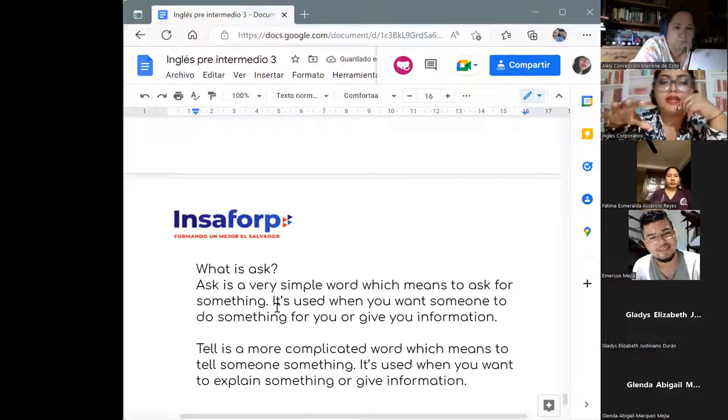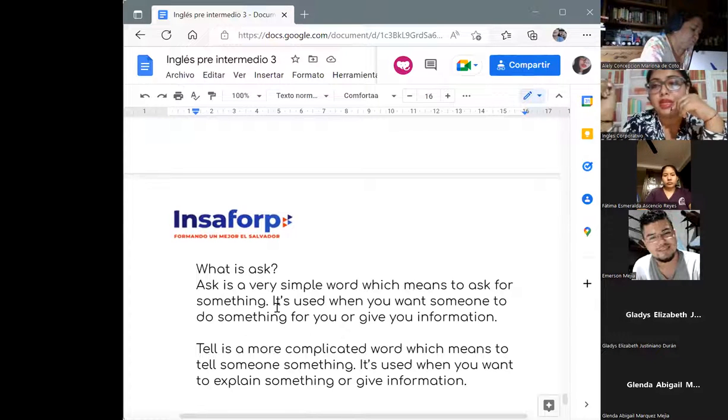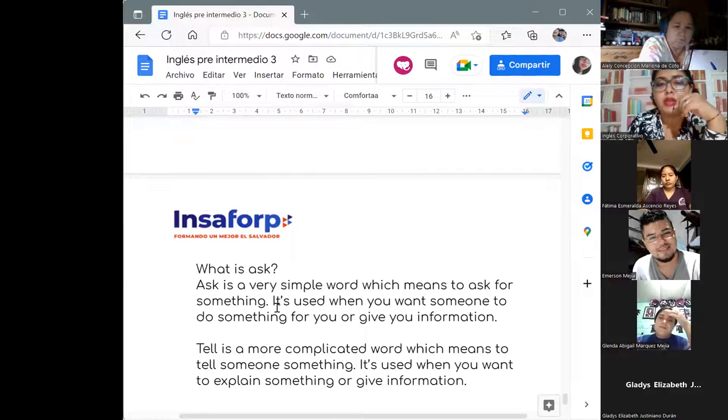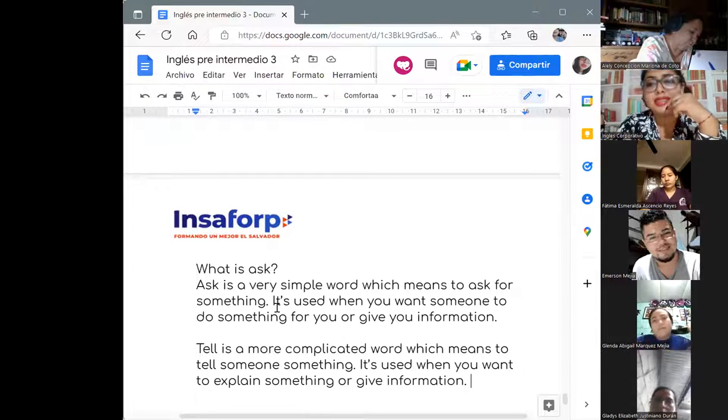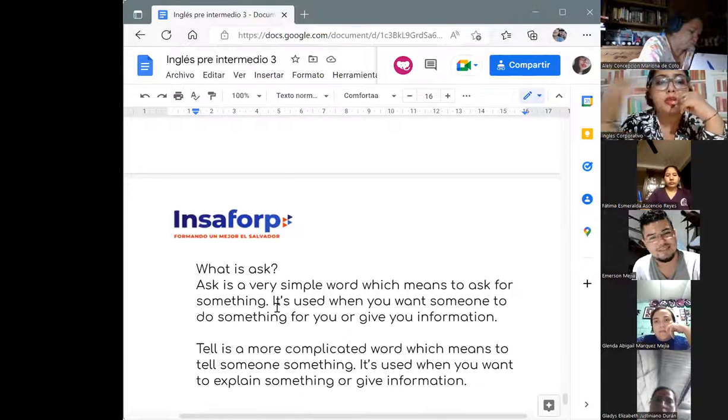So we were talking about ask, but also we are talking about tell. And in this case, it says that tell is a more complicated word, which means to tell someone something. It is used when you want to explain something or give information. En este caso, dice que es un poco más complicado hablar de tell porque esta palabra significa que alguien necesita hablar o decir algo. Y se utiliza cuando queremos explicar algo o dar información.